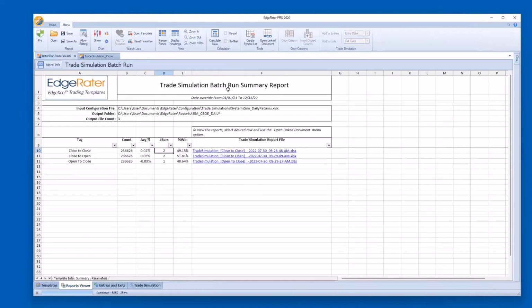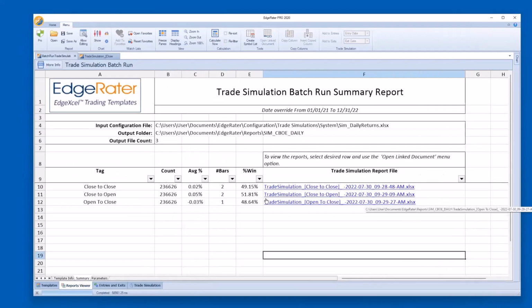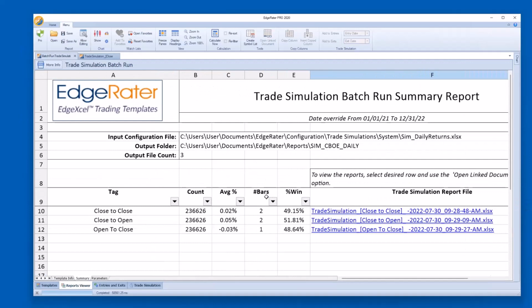Go back to the summary report and you can see, I don't know if that's big enough for you to see. Let me zoom in a bit. There we go. So going back to the summary, you'll see how many trades there were. Then the average percent, number of bars held, because close to close is held over 2 bars. We'll say 2, but obviously the open to close is all 1 bar of trading. So that's 1 bar.